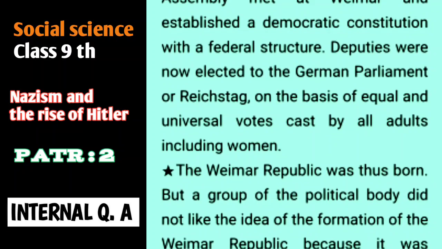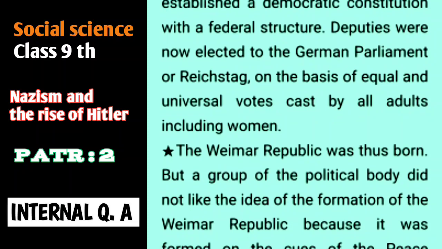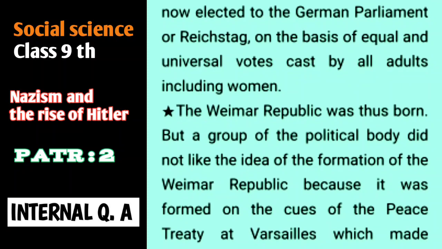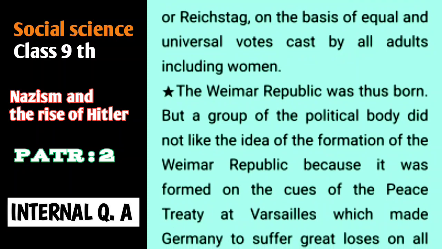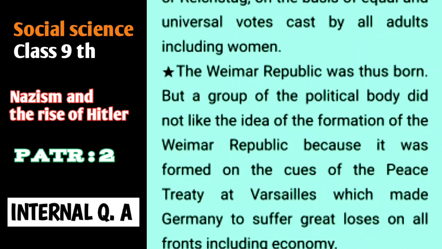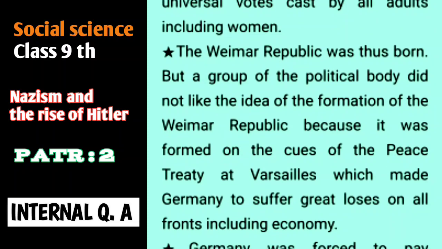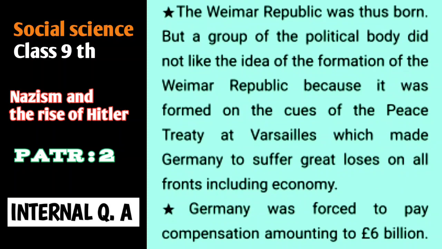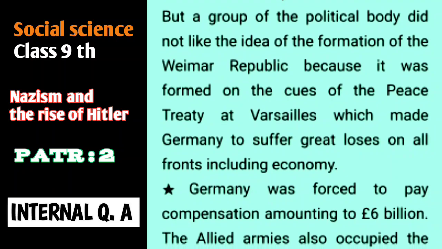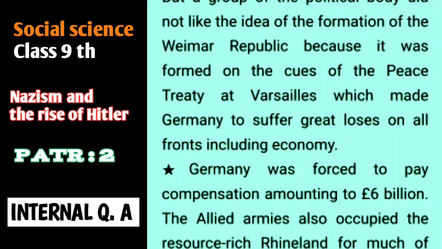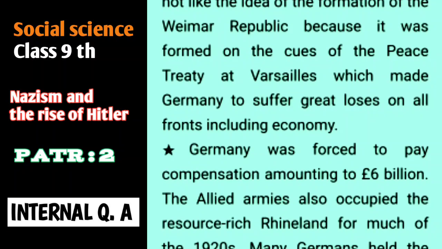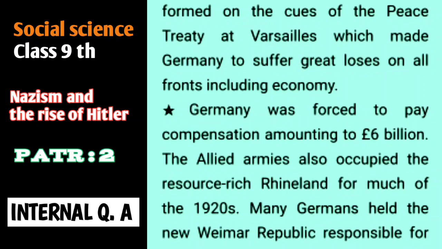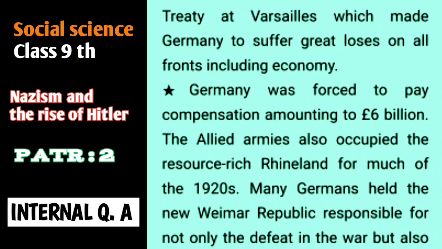Deputies were now elected to the German parliament called Reichstag on the basis of equal and universal votes cast by all adults including women. The Weimar Republic was thus born, but a group of political bodies didn't like the idea of the formation of the Weimar Republic because it was formed on the cause of the peace treaty at Versailles, which made Germany suffer great losses on all fronts including economy.